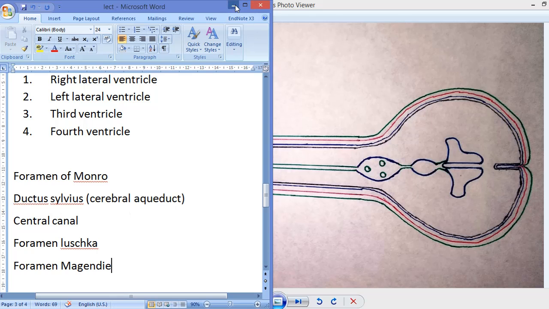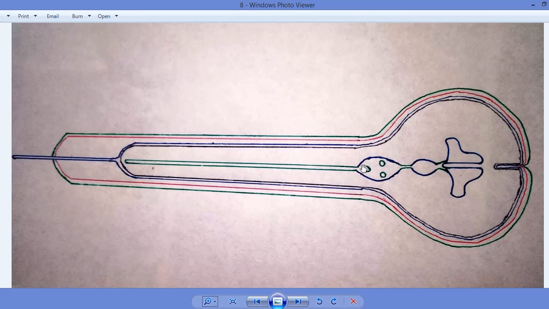So the foramen Magendie is the middle one, the middle hole or channel, which goes from the fourth ventricle to the cerebrospinal fluid in the subarachnoid space. These go laterally to the subarachnoid space, and this goes dorsally to the subarachnoid space.